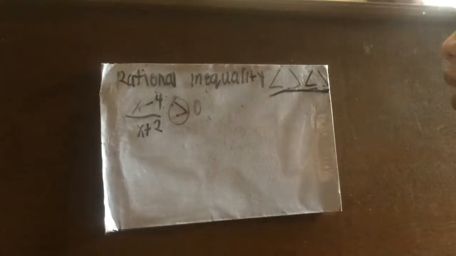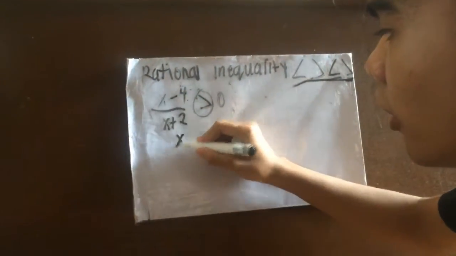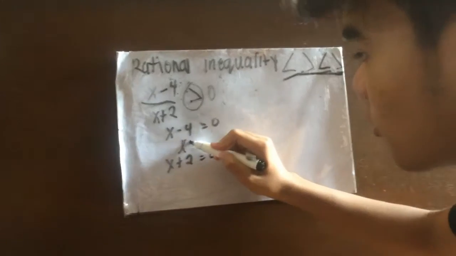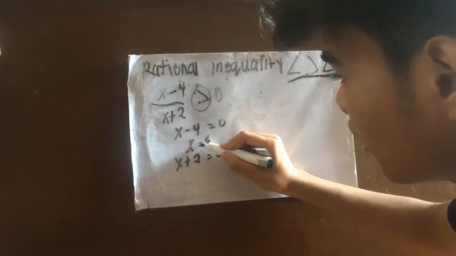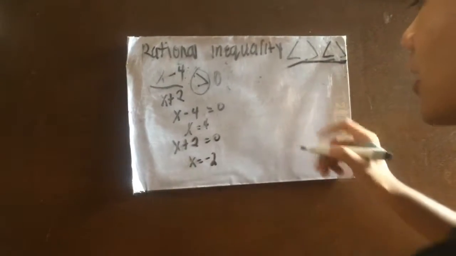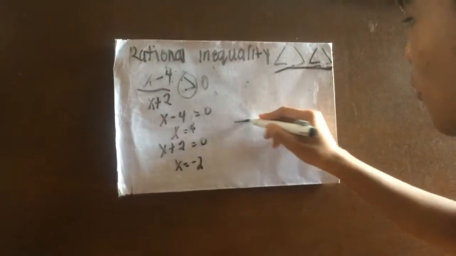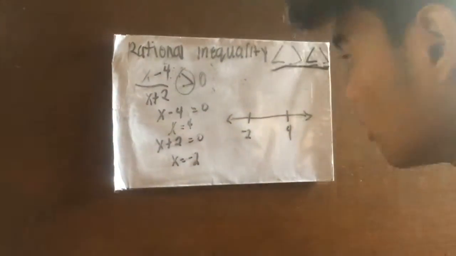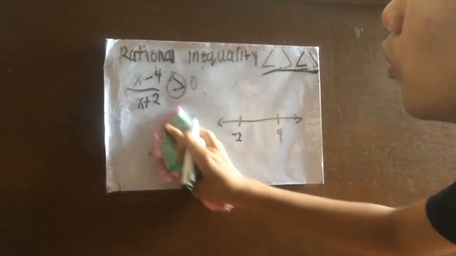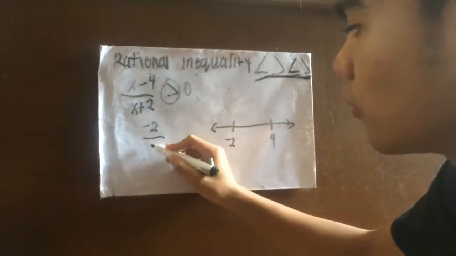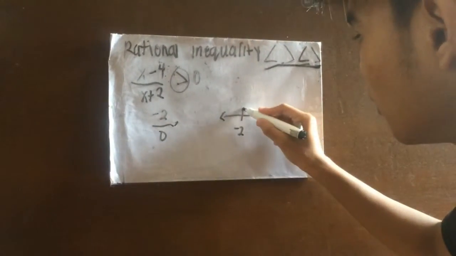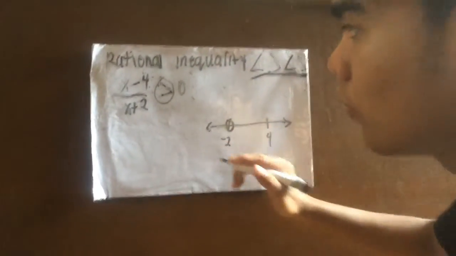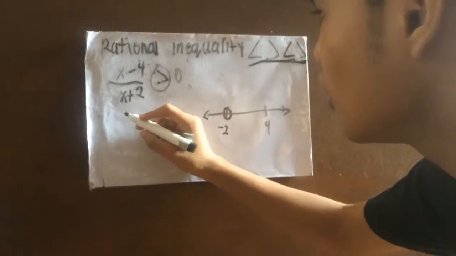So, how to solve rational inequalities? First, we need to equate the x minus 4 and x plus 2 to 0 to get the value of that. X minus 4, x is equals to 4 and x is equals to negative 2. Since may value na tayo ng dalawang x, maglalagay na lang tayo ng points. Negative 2, then positive 4. Then, pag sinubstitute yung value ng negative 2, makakakuha tayo ng sagot na negative 2 over 0, which is undefined, na magpapa-unshaded sa kanya.